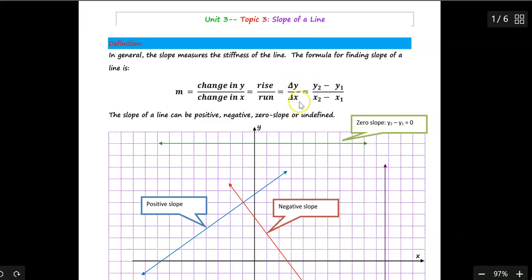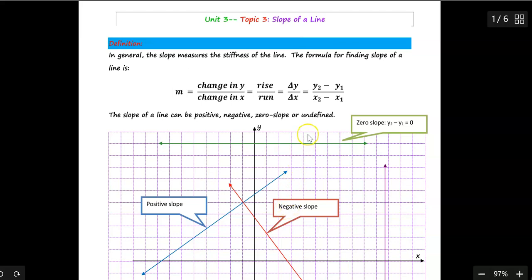Basically, in general, in everyday speaking, we call it rise over run. The slope of the line can be positive, negative, zero slope, or undefined. If you have a line pointing this way on the graph, you will have a positive slope. But if it goes this way, you will have a negative slope.